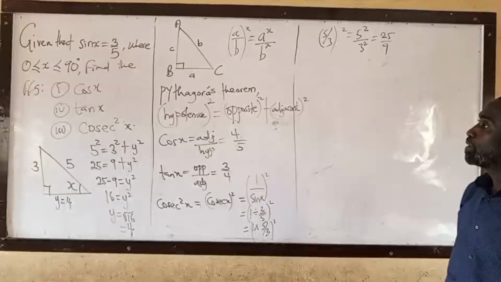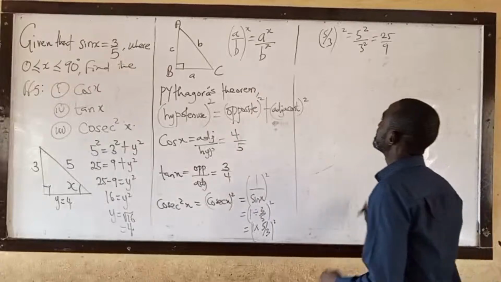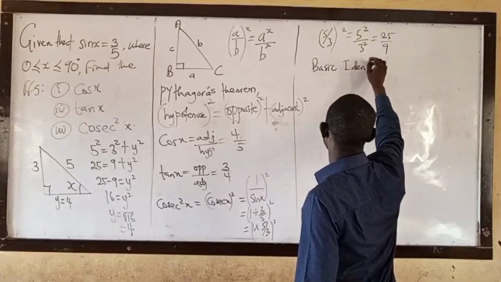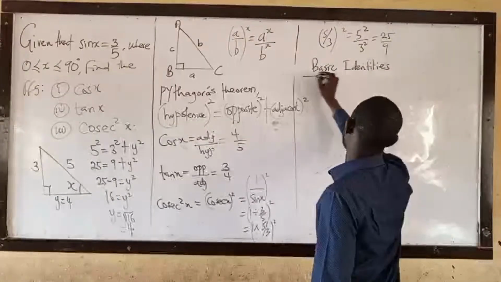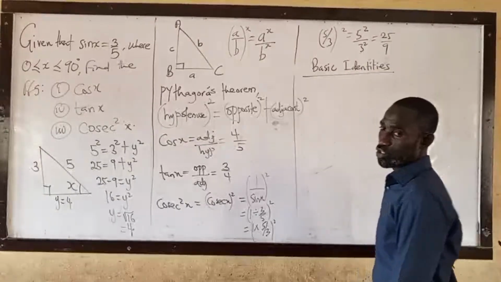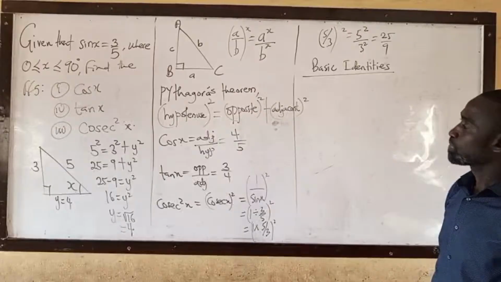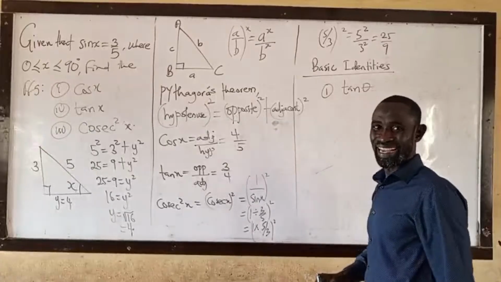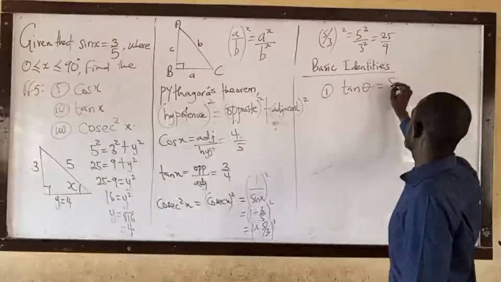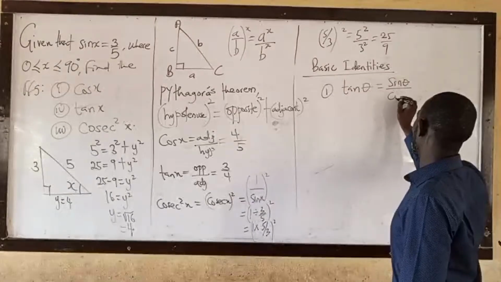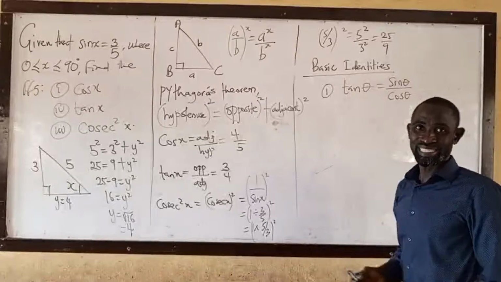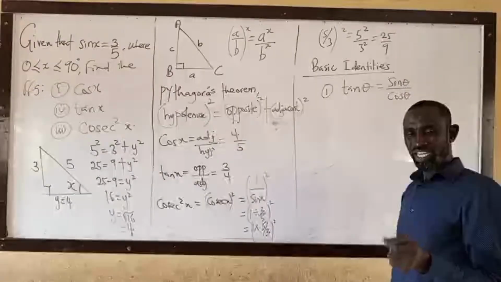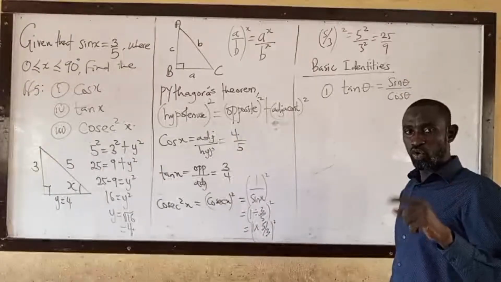Let's discuss what we call basic identities. Now, note something here. The first basic identity is what we call the ratio of what now? Tan and sine with cos. Sin theta all over cos theta to give us tan theta. That's the first thing I must know. Tan of something is equal to sine of that thing all over cos of that thing.